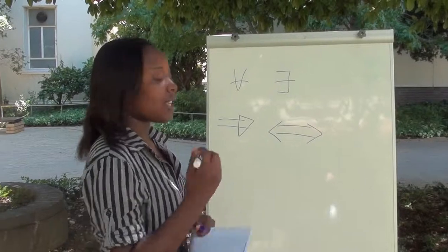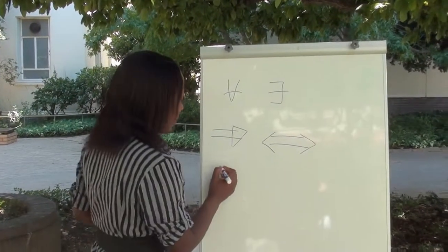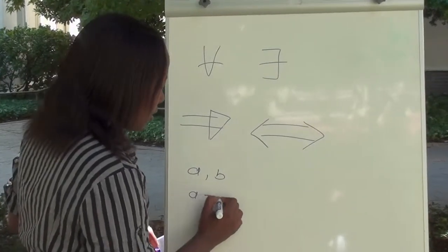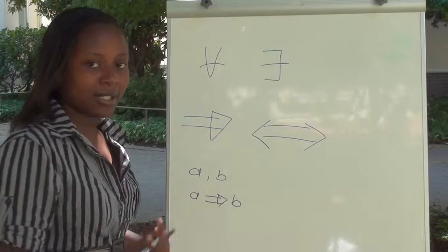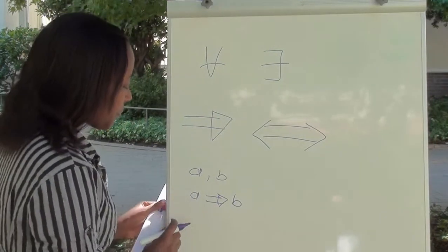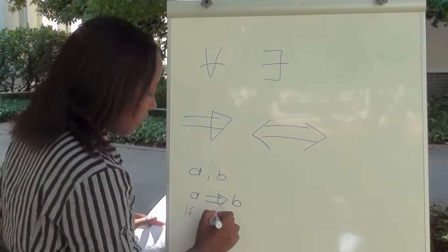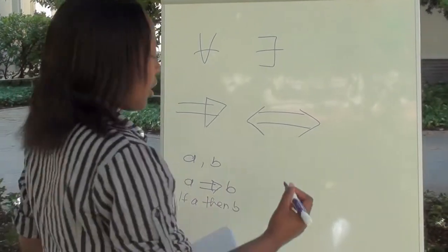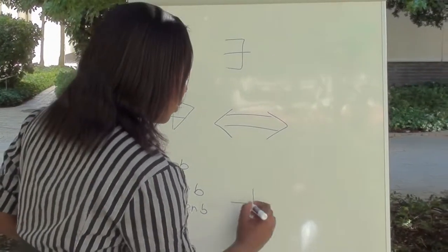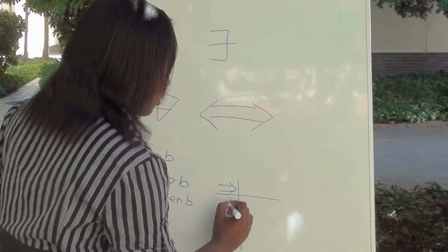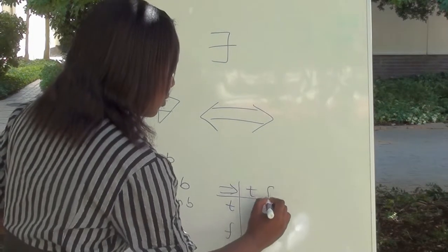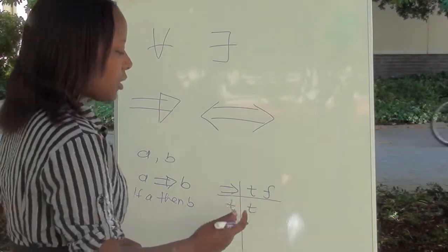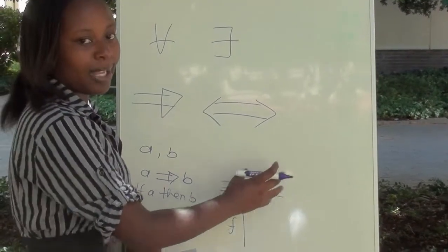First, let's look at the truth table for this implication side. Say, for example, I have two objects, A and B. When I say A implies B, what exactly am I saying? I'm saying if A, then B, right? But now let's look at the truth table for this. True implies true. That can only make sense. That's true.